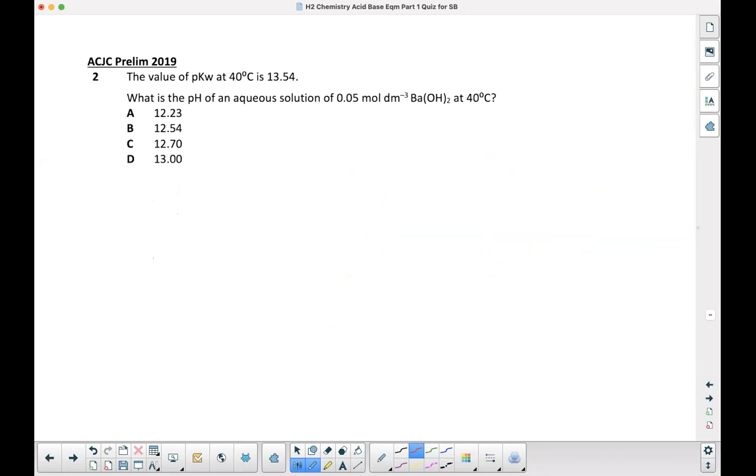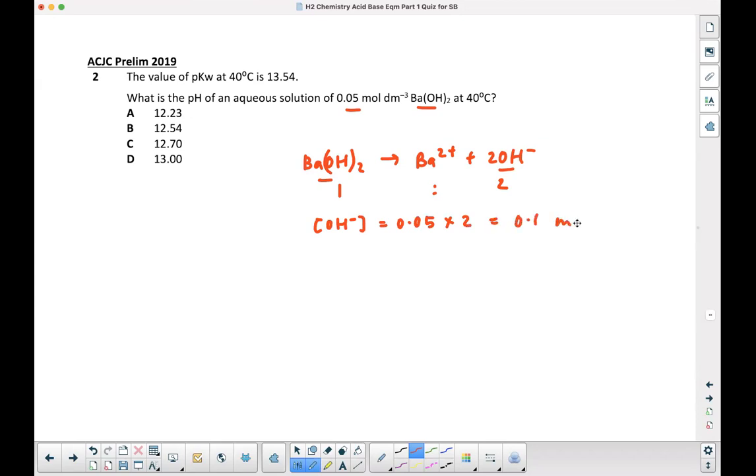The value of pKw at 40 degrees is 13.58. All right, and then what's the pH of this barium hydroxide solution? So barium hydroxide is a strong base. It will dissociate completely to Ba2+ and 2OH-. So you notice that they gave you the concentration of barium hydroxide, but the ratio is 1:2 when it comes to the barium hydroxide and the OH-. So the OH- concentration is actually 0.05 times 2. So this is actually 0.1 mol per dm3.